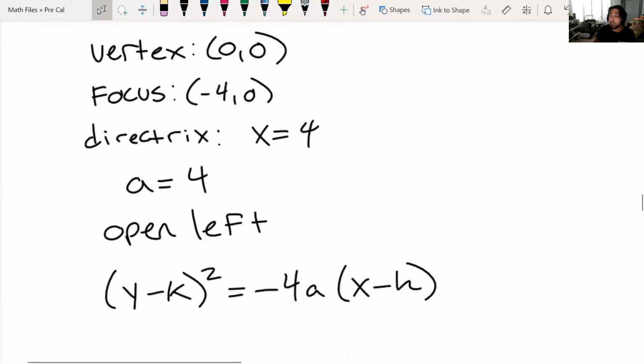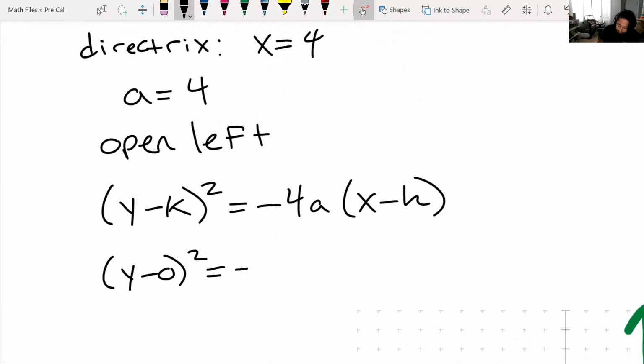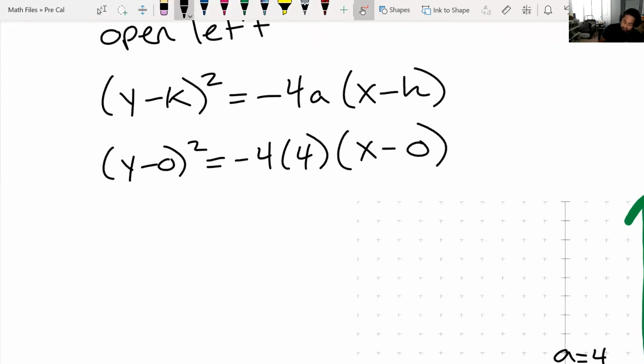Lucky for us, the vertex is at 0, 0. So we'll get y minus 0 squared equal to -4 times our a value, which is 4, times x minus 0. We should get y squared equal to -16x.